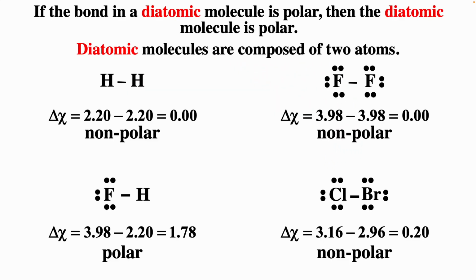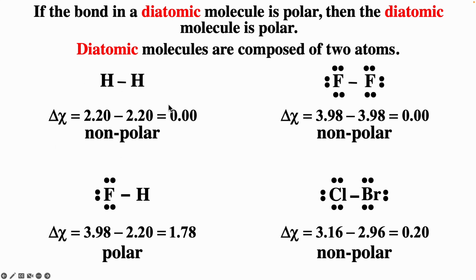And so for a bond, if the difference in electronegativity is between 0.5 and 2, the bond is polar. Now for a diatomic molecule, diatomic just means a molecule with just two atoms. If the bond is polar, then the molecule is polar. Okay, that's only true for a diatomic molecule. And again, for a diatomic molecule, a molecule of two atoms, if the bond is polar, then the molecule is polar.